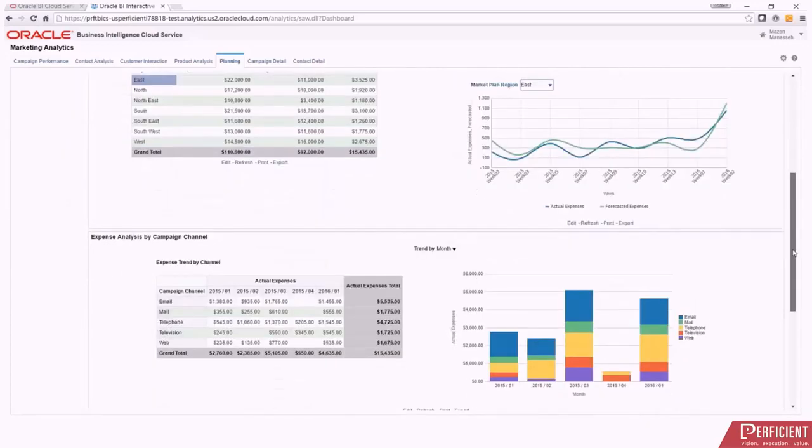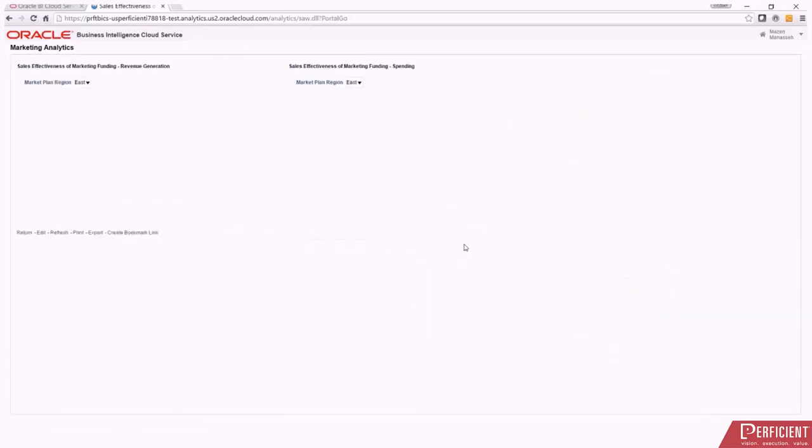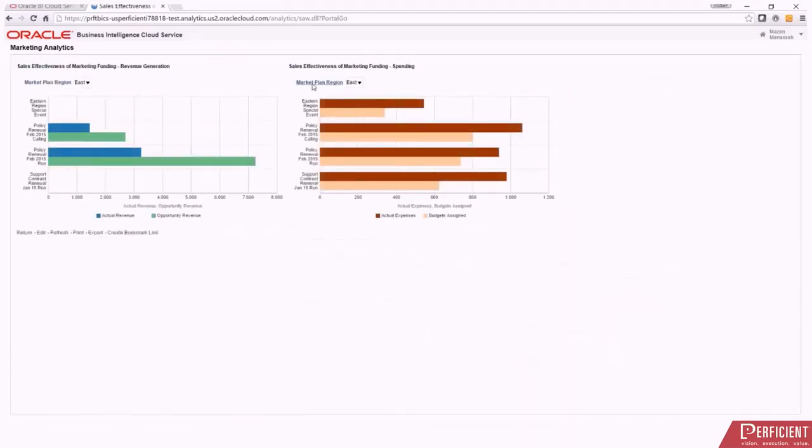To understand how effective we are operating our campaigns in each region, I look at the sales effectiveness of marketing funding. The graph on the left shows me opportunity and actual revenue by region, and the one on the right is showing me budgeted and actual expense by region. If I want to know what's going on in a region where we're overspending, for example, all I have to do is click on that region and we get to a detail by campaign for that region and see which campaign we overspent on.